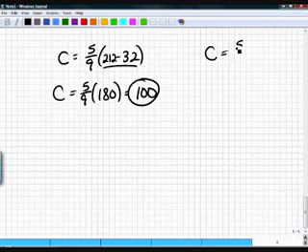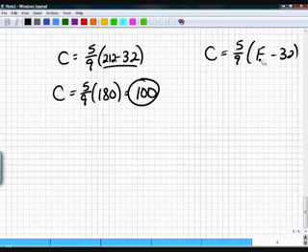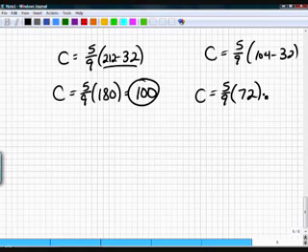So we have C equals 5/9 times F minus 32. But we want 104 degrees Fahrenheit, so put a 104 in for your F. So we have C equals 5/9 times 72, which should be 40. 1/9 of 72 is 8. 5 of them, therefore, would be 40. Good job. Y'all picked up on that really good.